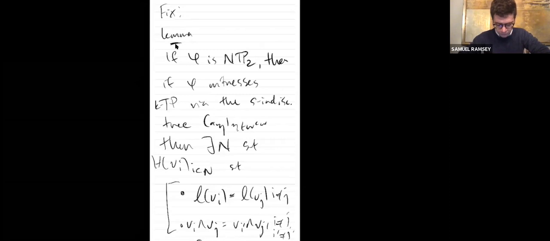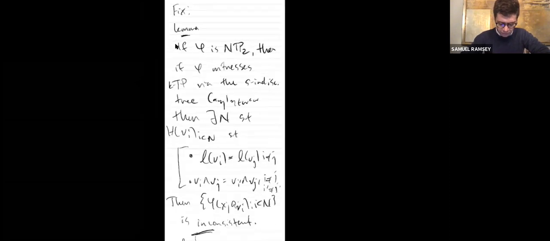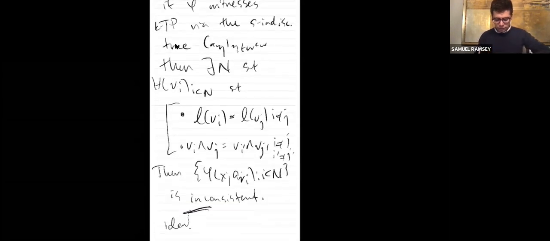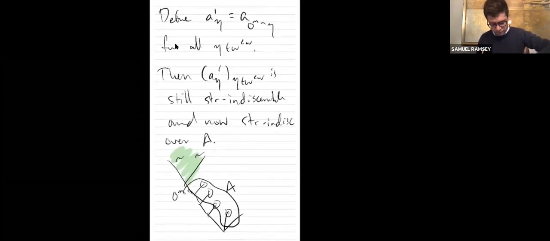Okay, so I bet I can find the statement actually. So here's this lemma, right? Like if you have an NTP2 S indiscernible witness to KTP, then you can find something where this gives you this inconsistency, right? So what is the idea? Okay, now I need some free space.